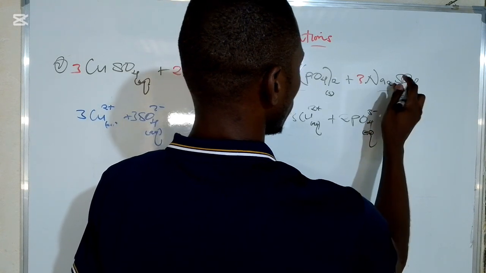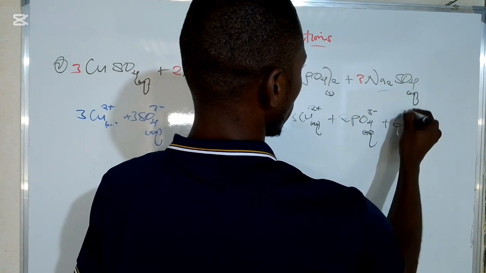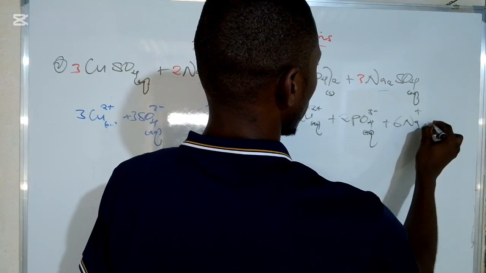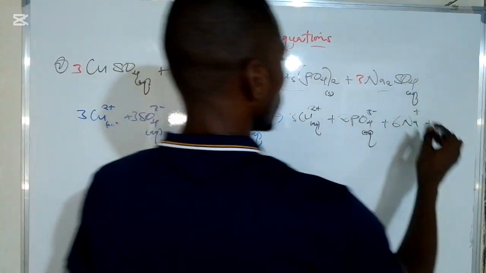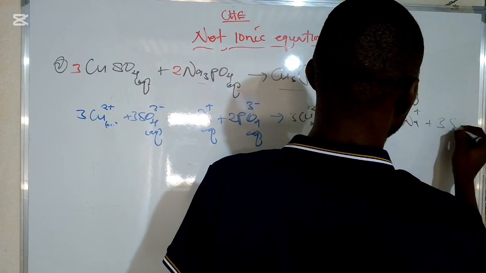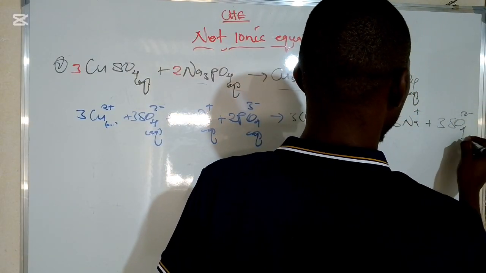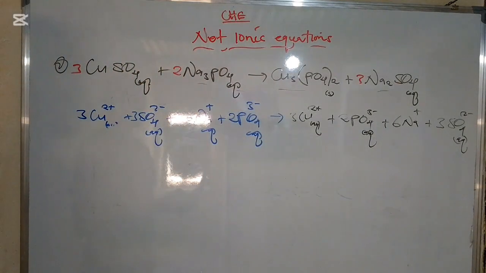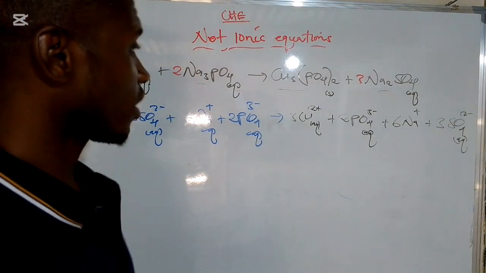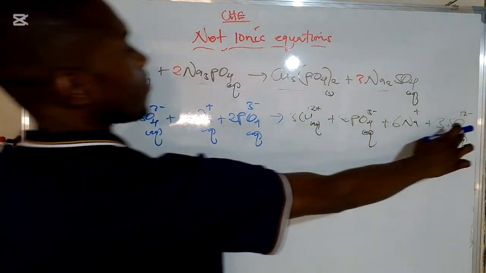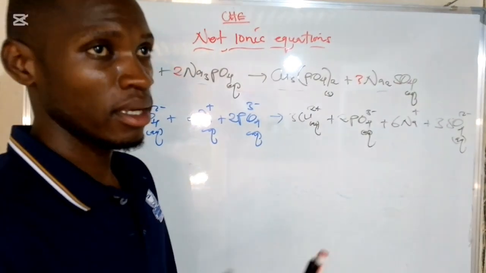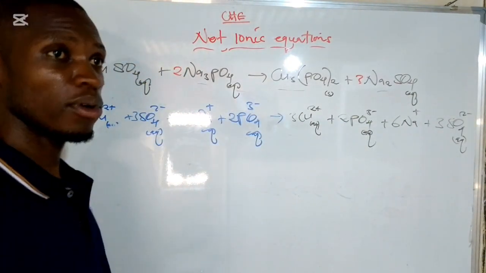So plus sodium 2 times 3, I'm going to get 6 sodium plus, and we put 3 sulfate 2 minus. So that is how I've split the entire equation. Then from here, you can see that the numbers are balancing. So as you are splitting, ensure that you balance the numbers.